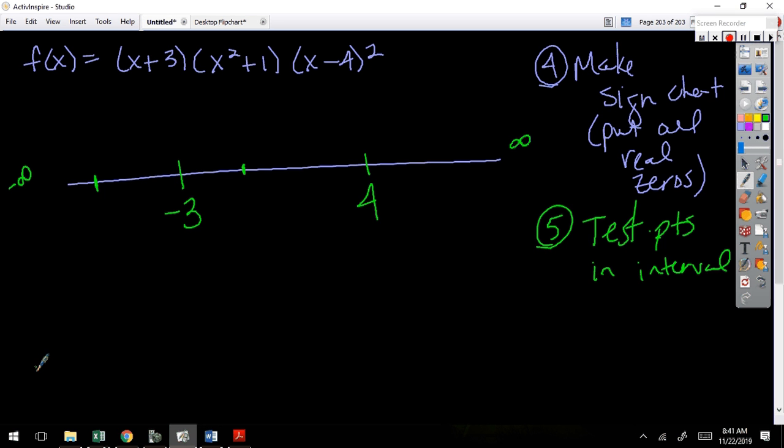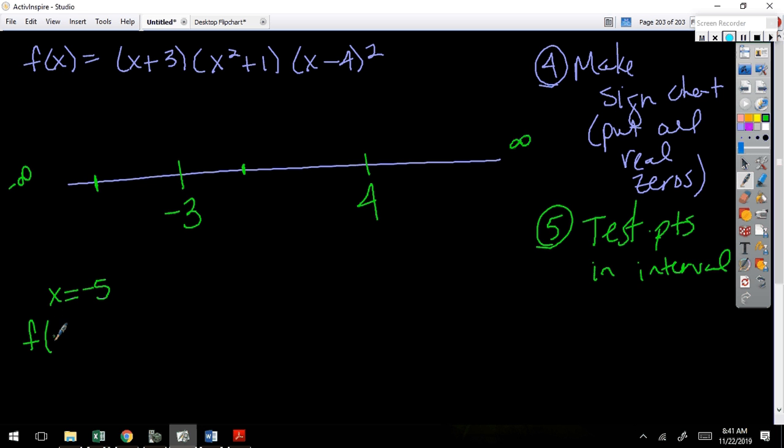All right, so first thing I'm going to do, I'm testing this interval right here, okay? I'm going to use -5. Do I have to use -5? Not at all. I could use anything smaller than -3. I could use -4, -5, -6, -7, -8. You use -100 if you want to. It doesn't matter, okay? Pick a point in that interval to test. It's not going to change signs unless it crosses the x-axis, and this isn't, right? Because these are continuous.